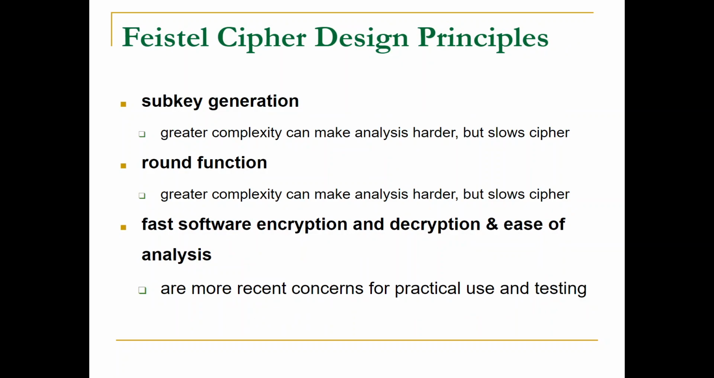Then sub-key generation. From the original key, we will be generating sub-keys for each round. If you make the sub-key generation algorithm complex, analysis becomes difficult, but again it slows the cipher. And we can also make the round function more complex. The more complex the round function, the more difficult the cryptanalysis becomes, but again it slows the cipher.